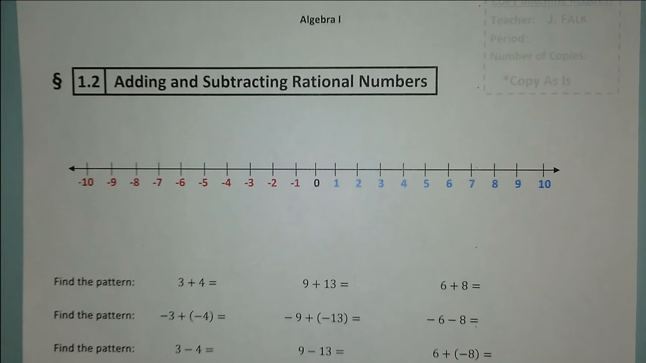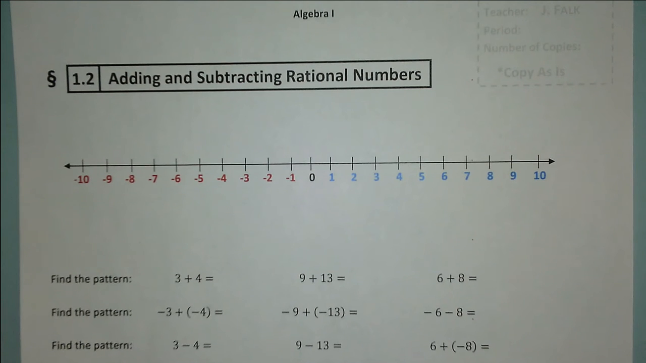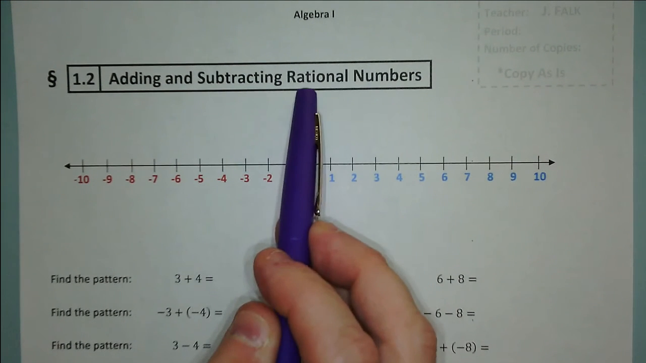I'll give you another like 5 seconds here, but get out this paper. Again, it's a little bit out of order, but section 1.2, adding and subtracting rational numbers. This is the notes. You will be turning this in, so take these notes exactly as I take them. And here we go. So adding and subtracting rational numbers.